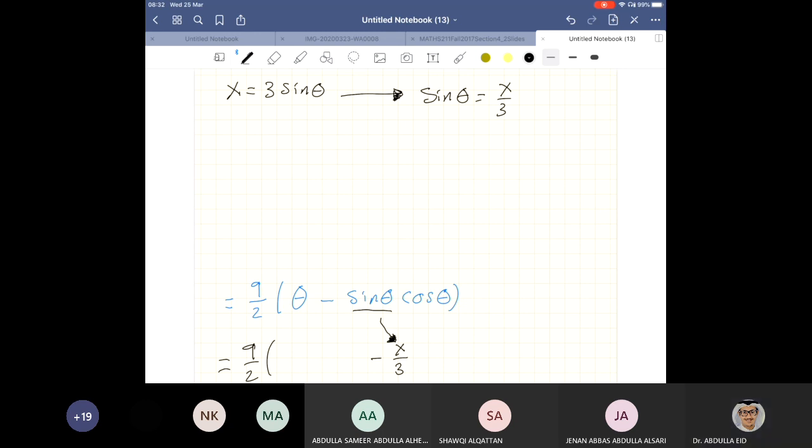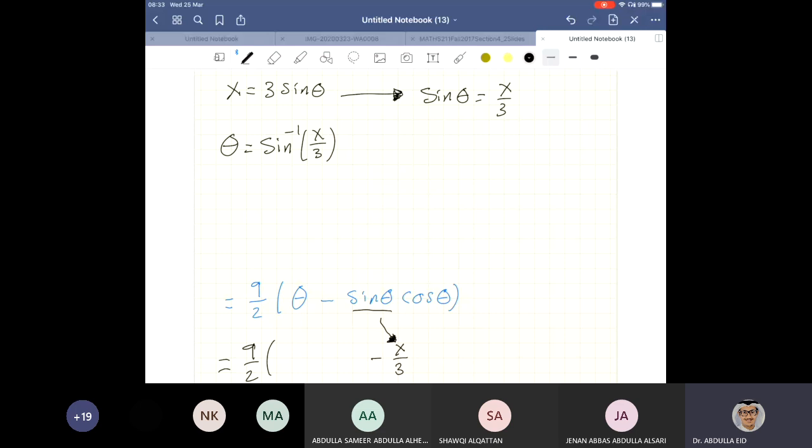Now, from this equation, sine theta equals x/3. How can you get theta alone? Remember, I need theta here. How can I get theta? Shift sine, sine inverse. Sine inverse, exactly. So from here, I would say theta alone will be sine inverse x/3.